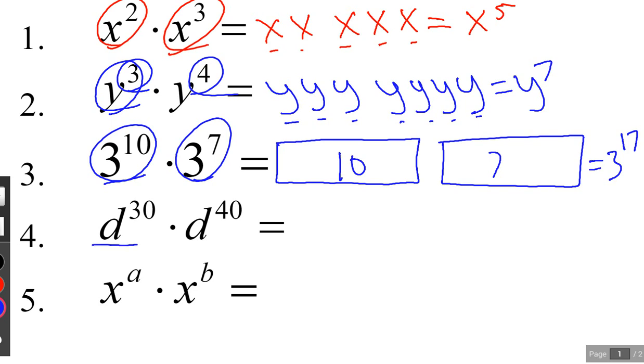So then d to the 30th times d to the 40th is d to the 70. What was I doing with the exponents? I'm just adding them together. So the rule is just add the exponents.